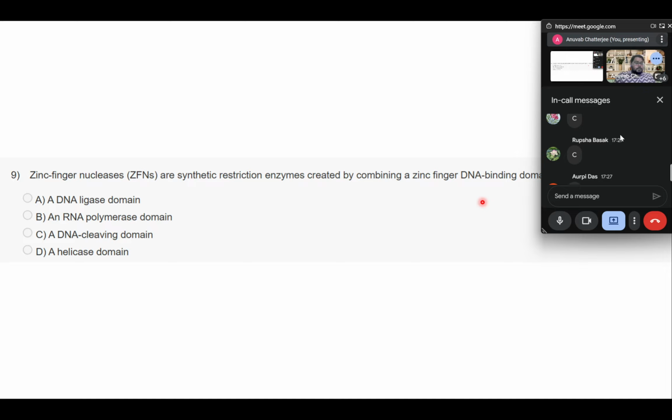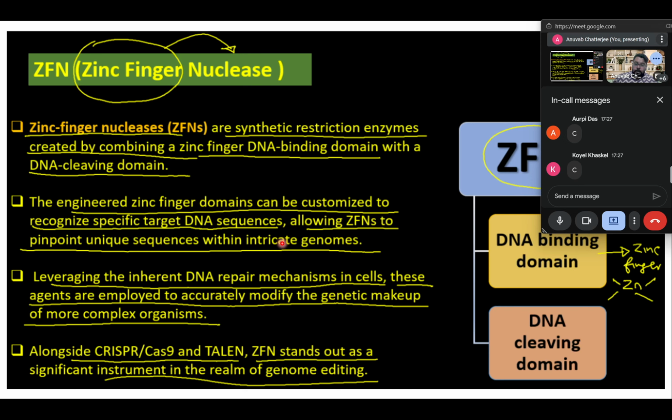Okay, so Chanda, Rupasha, Oropi and Cohen all say it is C, DNA cleaving domain. So let us look at it.